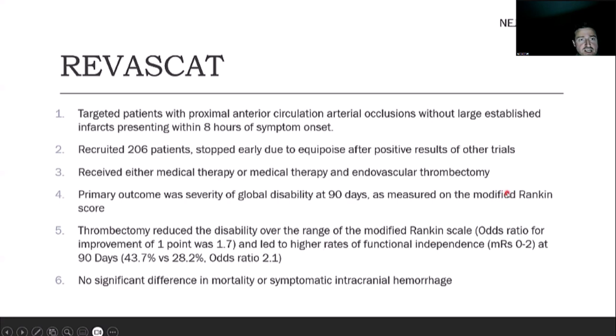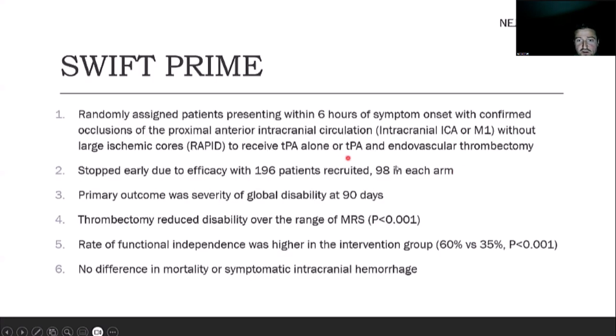or symptomatic intracranial hemorrhage. SWIFT PRIME, again, this is all sounding quite similar. They had patients presenting within 6 hours of symptom onset with confirmed proximal anterior circulation occlusions, ICA or M1s, without large ischemic cores on RAPID. They were stopped early due to efficacy, and again, they had a rate of functional independence of 60% in the intervention group versus 35% in the control group. And again, showed no difference in mortality or symptomatic intracranial hemorrhage.